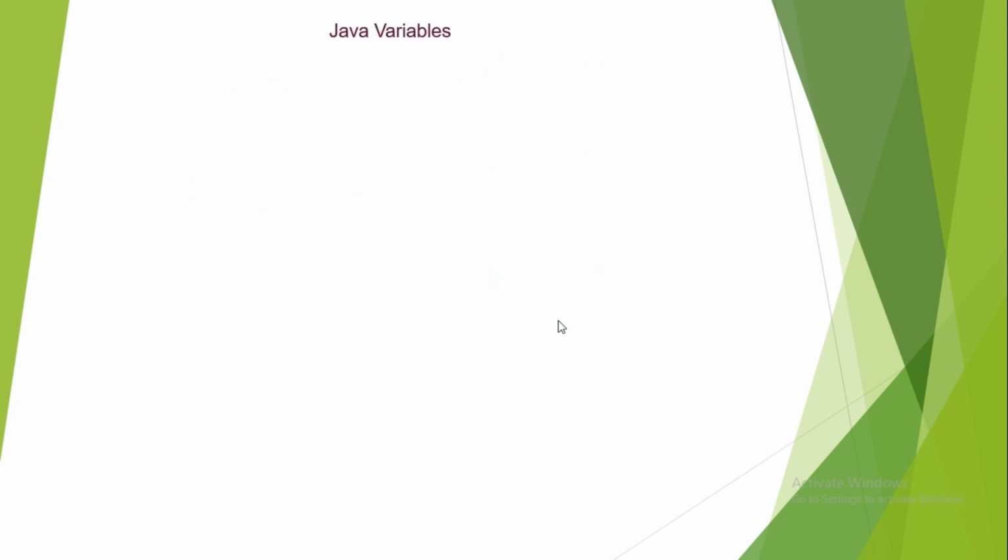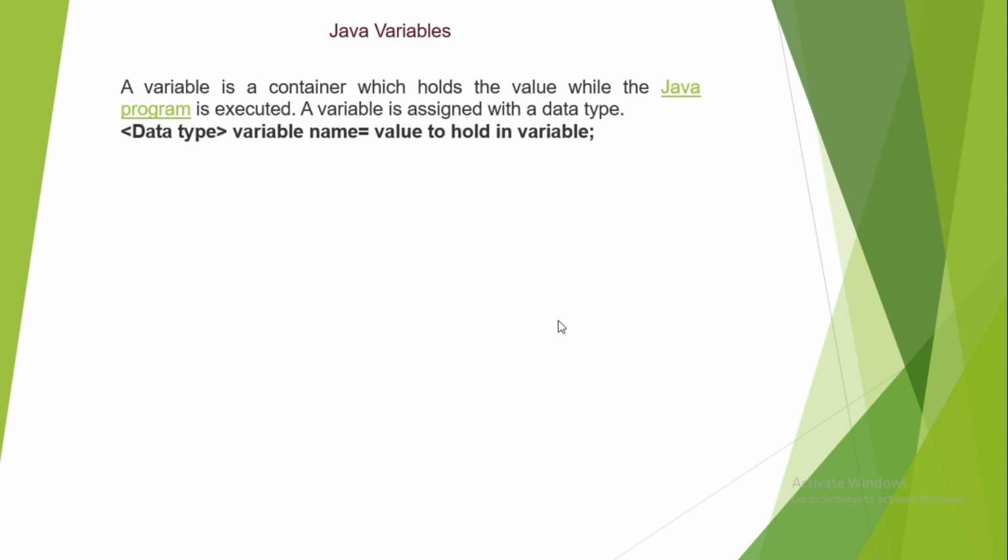So in Java, a variable is nothing but a container which holds the value when a Java program is executed. As the name indicates, it is a container. It can hold a value in that variable. A variable is assigned with a data type. That means if you want to hold any value in a variable, you have to tell the data type. What kind of data? Is it an integer or a character or a boolean? The data type you have to tell to the variable.